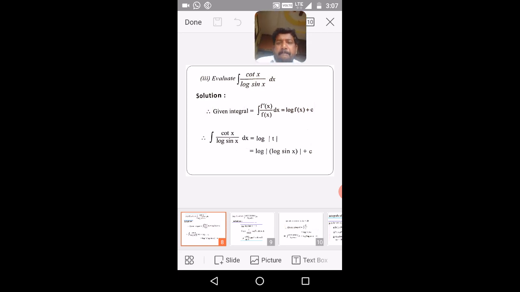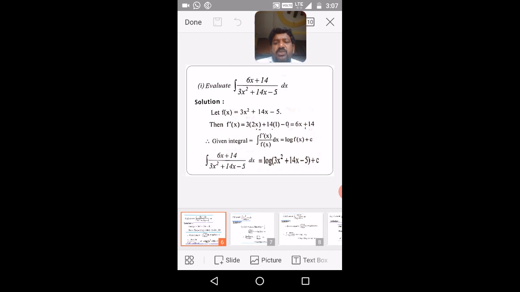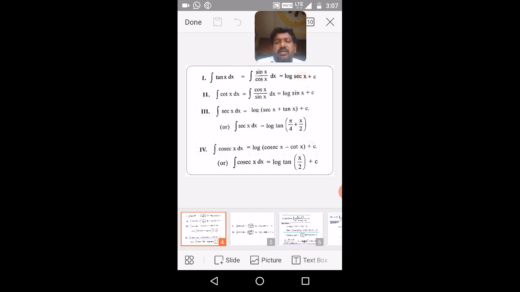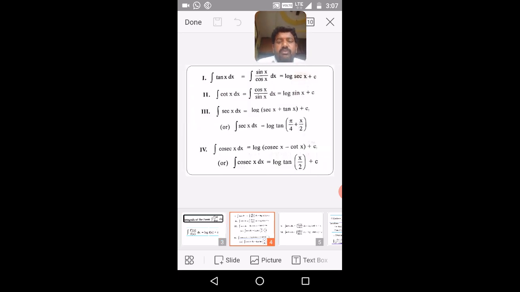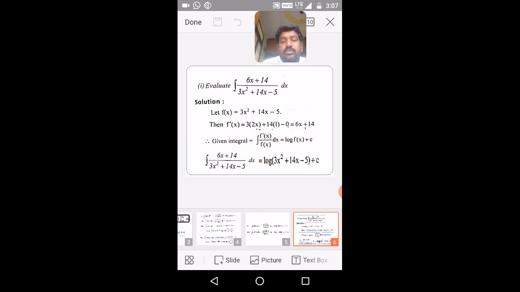So this is the thing using the formula integral f dash x by f of x dx equals log f of x plus c. We find out so many examples also. Using this formula only, we evaluated these integrals: integral tan x, integral cot x, integral sec x, integral cosec x also.